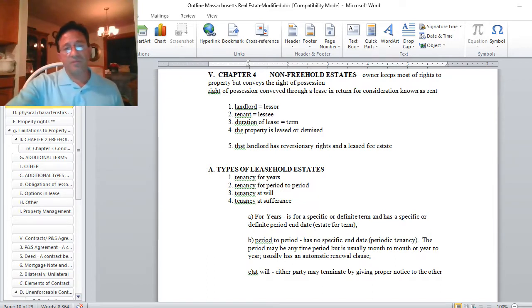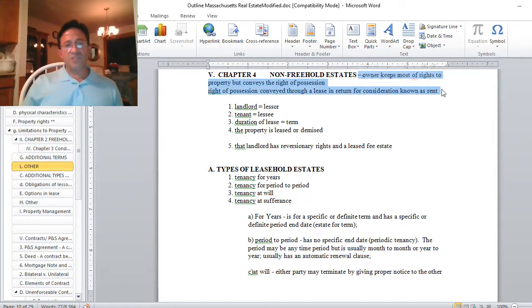And for those that don't have the book, it's okay. We're going to learn about leases tonight. And I hope you stay with me on this. So, an owner keeps most of the rights, but conveys the right of possession, okay? And it's conveyed through a lease.